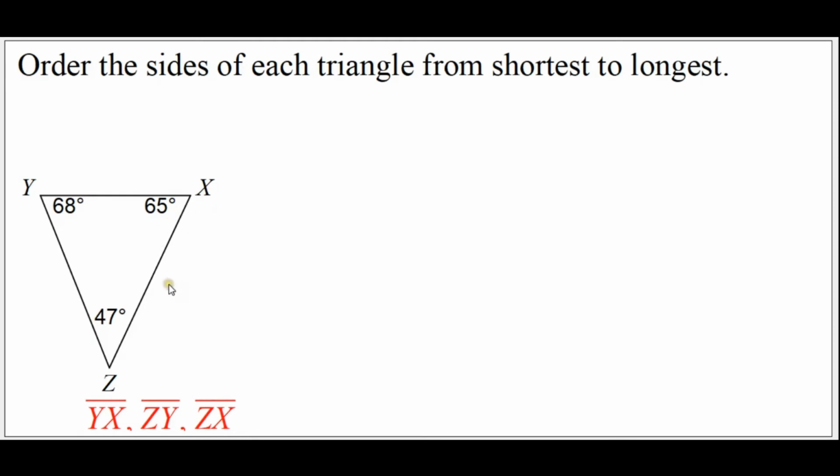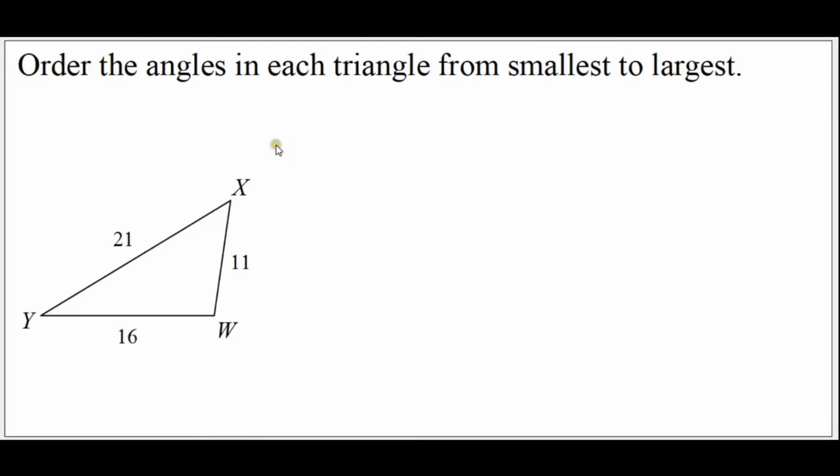Now, let's have this one. This time, the given are the sides. We are going to order the angles from smallest to largest. We have YX is 21, XW is 11, YW is 16. So what would be the answer? Let's see. Okay, that's the answer.